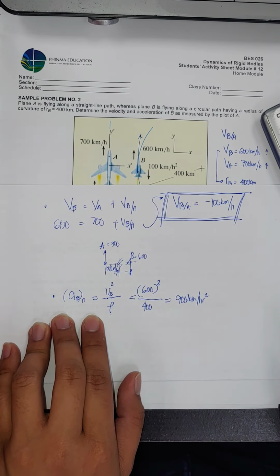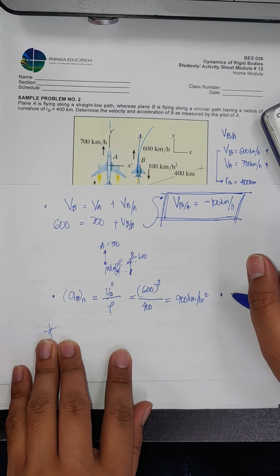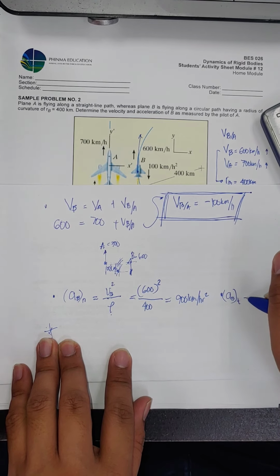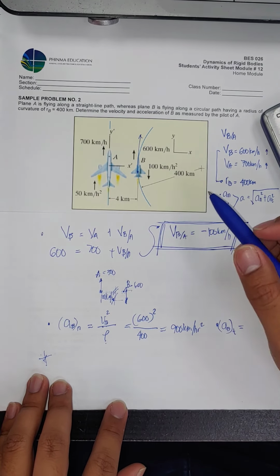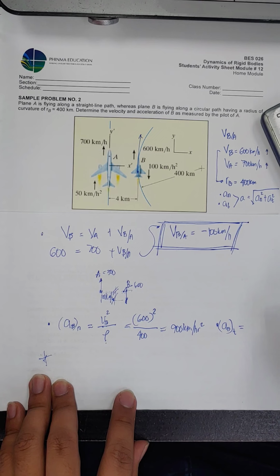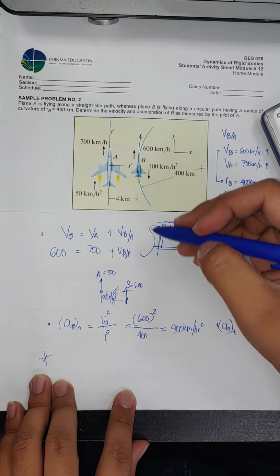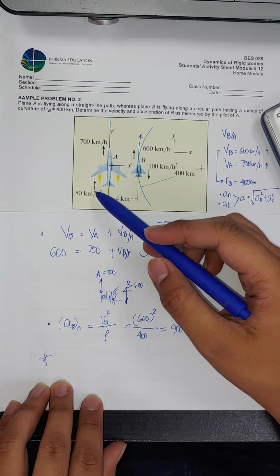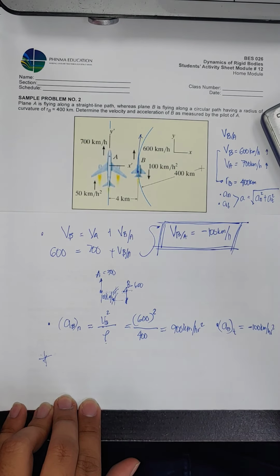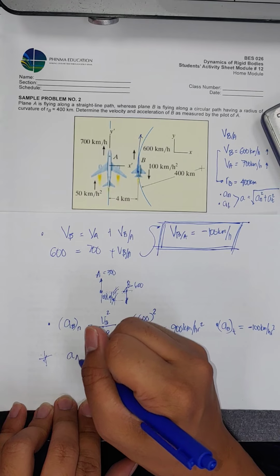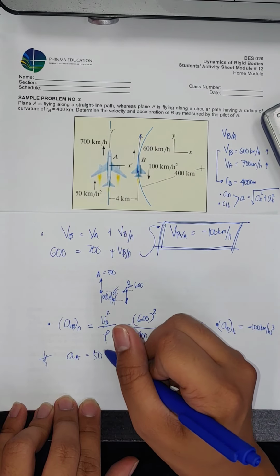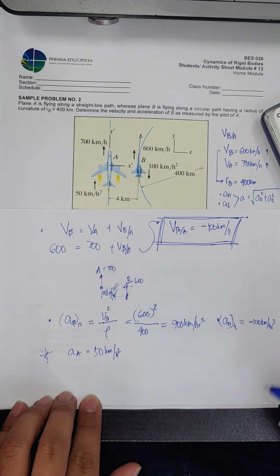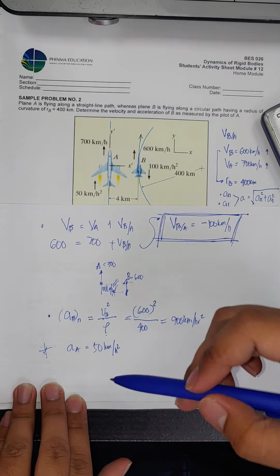So pila man yung tangential acceleration? So actually ang tangential acceleration ni B is already given here. We have 100 kilometers per hour squared. So if you notice, paingon siya dadto, so that is negative. And then, naapod tayo acceleration ni A. So we just denote it as acceleration of A is equal to 50 kilometers per hour squared. So paingon dadto, that is positive.